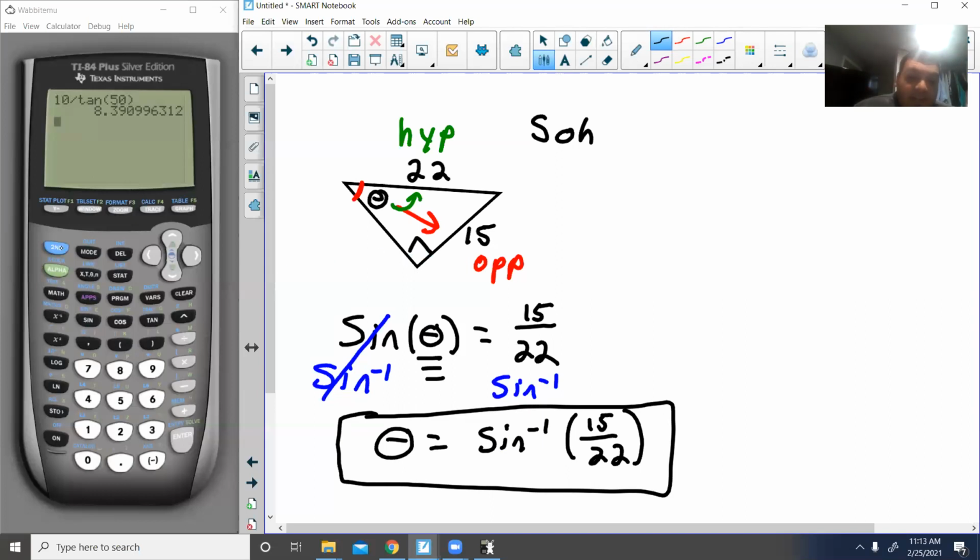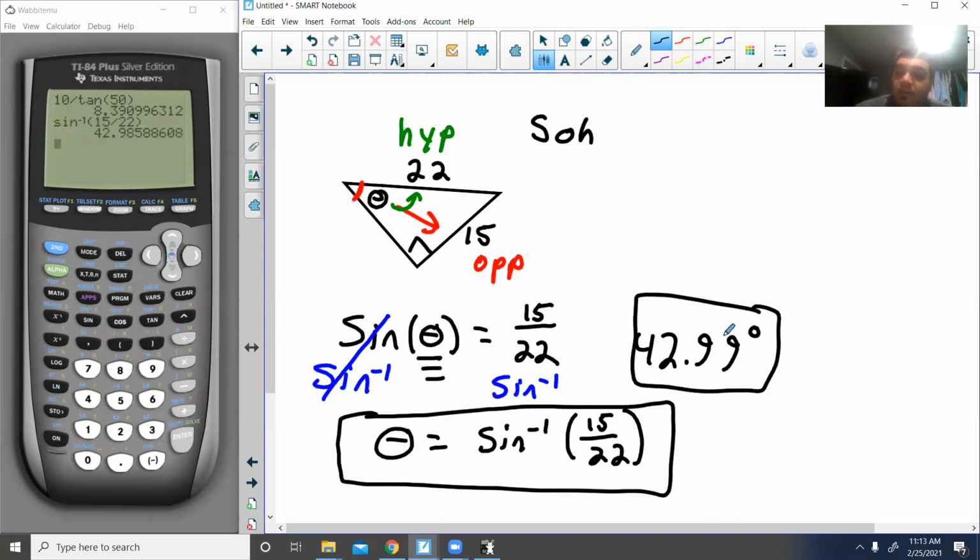So you literally click second. The first button you click is second, sine^-1, 15 over 22. Click enter. This is going to be 42.99 degrees. So 42.99 degrees.